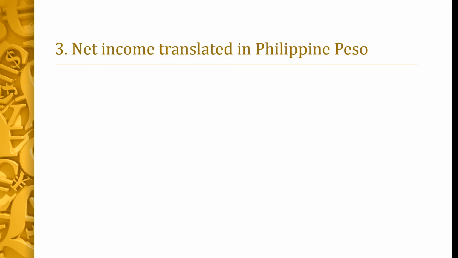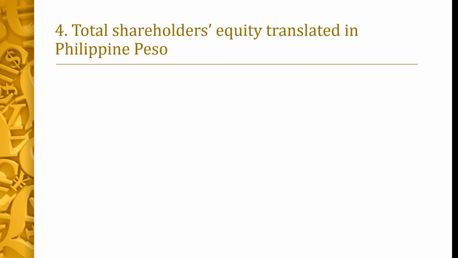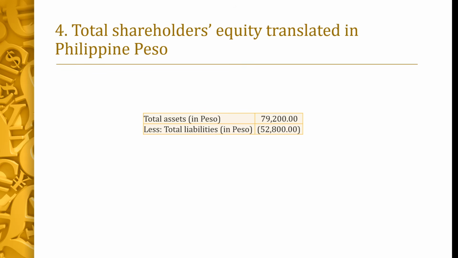Number 3, net income. Anong exchange rate gagamitin natin for the net income? Average rate. Revenue minus expenses, you have net income. Kaso, yung amount na 3,000, nakastate pa yan sa Japanese yen. Imumultiply nyo yan ng average rate. So, our answer for number 3 is 3,150. Number 4, total shareholders' equity in Philippine peso. O, the same procedure. Basic accounting equation, assets less liability. So, total SHE, 26,400.